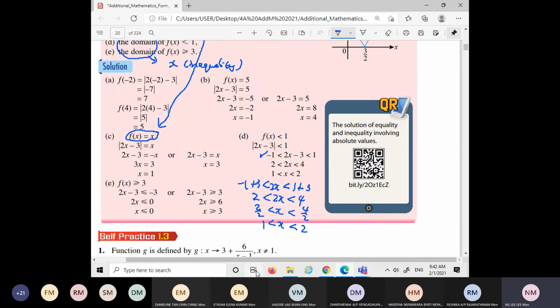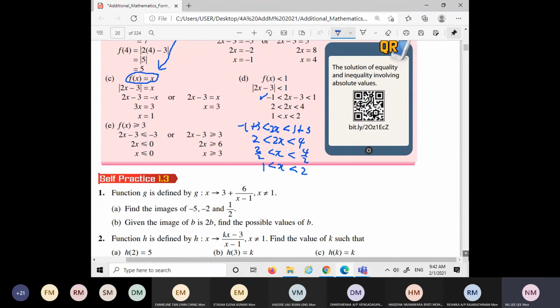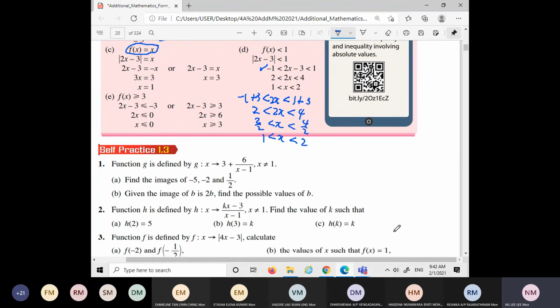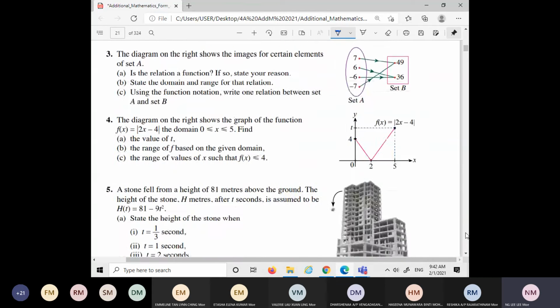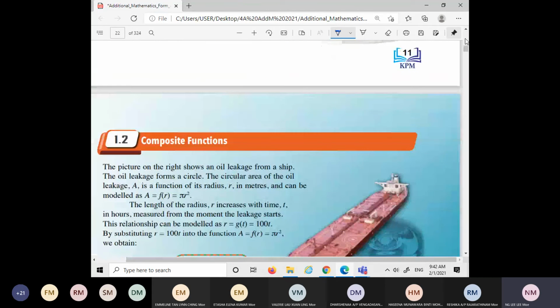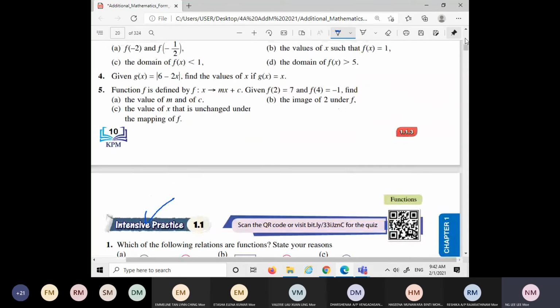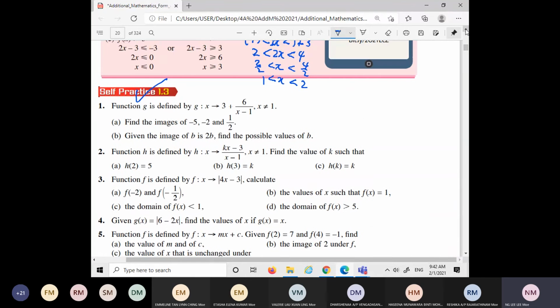Okay, now it's 9:42. So today's homework will be this one, 1.3, the whole thing. And then we'll go to the next page, 1.1, the whole thing. So these two exercises will be your homework. Okay, this is the homework. This one will be your homework.